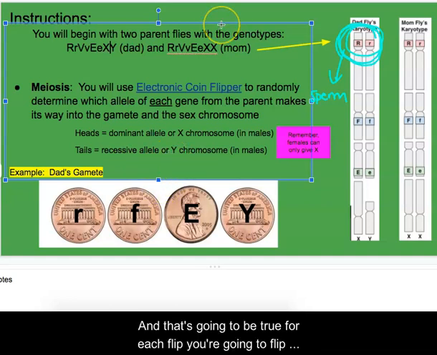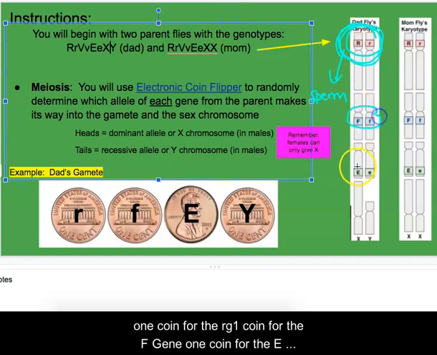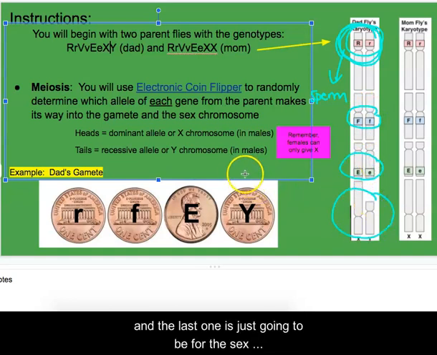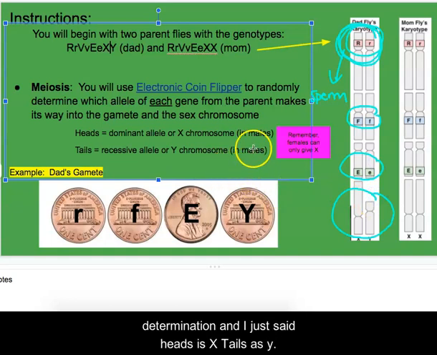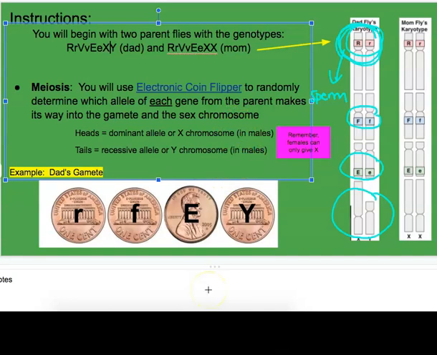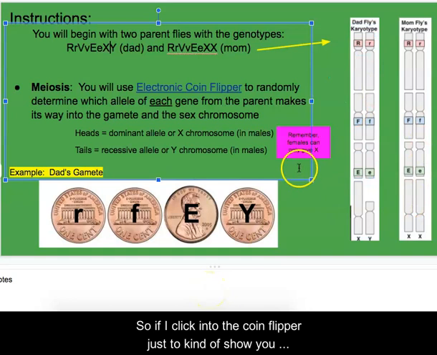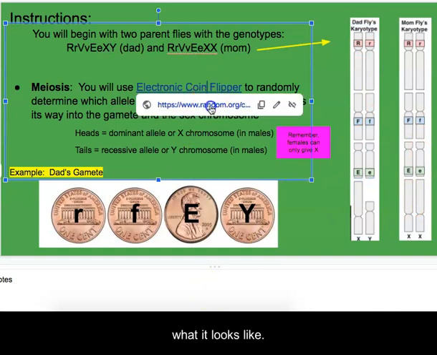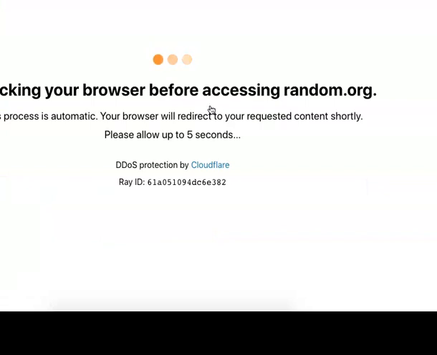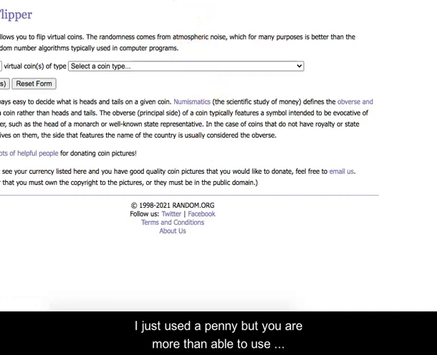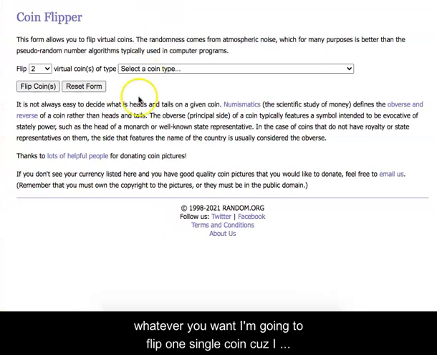And that's going to be true for each flip. You're going to flip 1 coin for the R gene, 1 coin for the F gene, 1 coin for the E, and then the last one is just going to be for the sex determination. And I just said heads is X, tails is Y. So if I click into the coin flipper just to kind of show you what it looks like. Takes a second. I just used a penny, but you are more than able to use whatever you want.